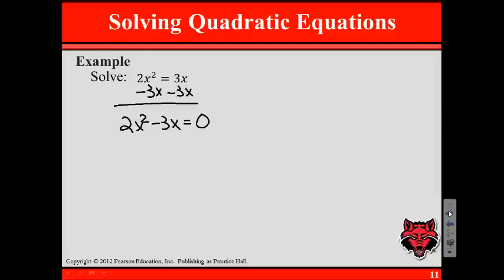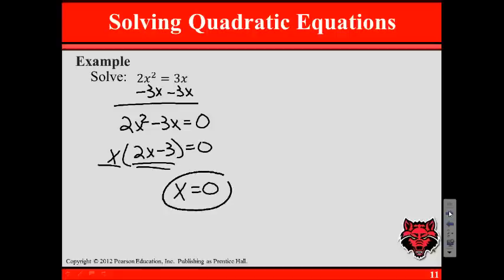On the left side, remember the first step to any factorization is to factor the greatest common factor. So we factor out an x. We're left with 2x minus 3. And that's all the factoring we can do. We have two factors. We set each of those equal to 0. The first factor is just x. So when we set up the equation, we've actually found the solution, x equals 0.